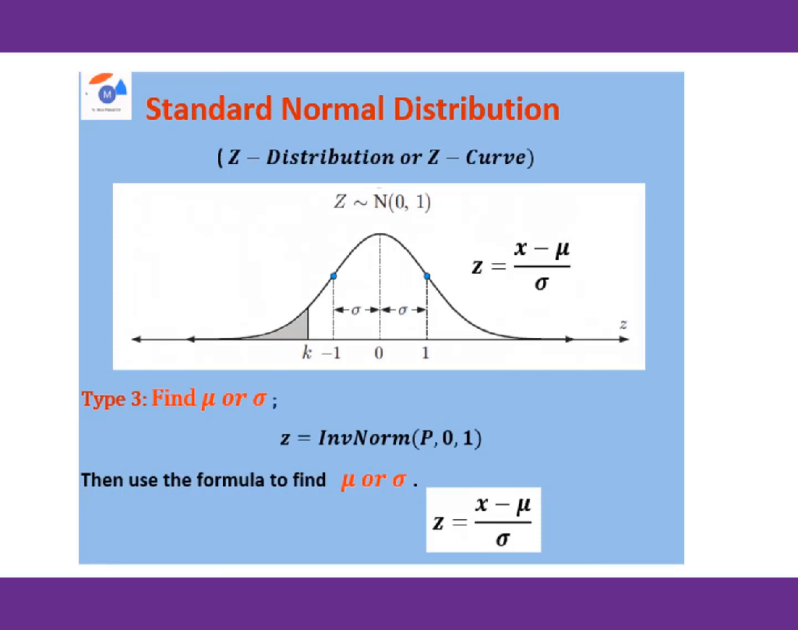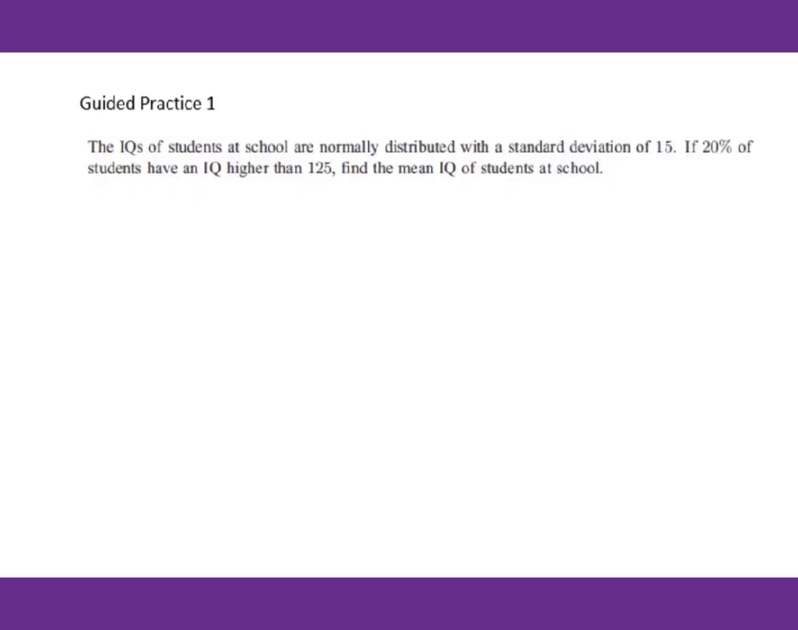This video is about how to find the mean or standard deviation from a given normal distribution. Here are the steps. You use inverse norm to figure out the z-value. Then you plug into this formula to figure out the mean or standard deviation. Let's go to guided practice 1.